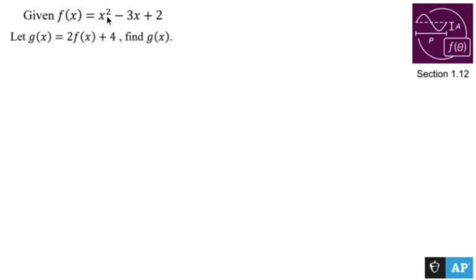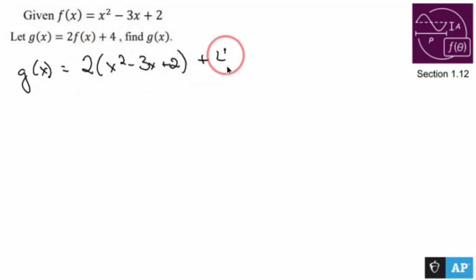Given f of x equals x squared minus 3x plus 2, let g of x equals 2 times f of x plus 4. Find g of x. All right, so basically g of x says take f of x, don't change it, but multiply 2 to everything, and then add 4 when you're done. So g of x is going to be take f of x, multiply 2 to it, and then add 4 when you're done.